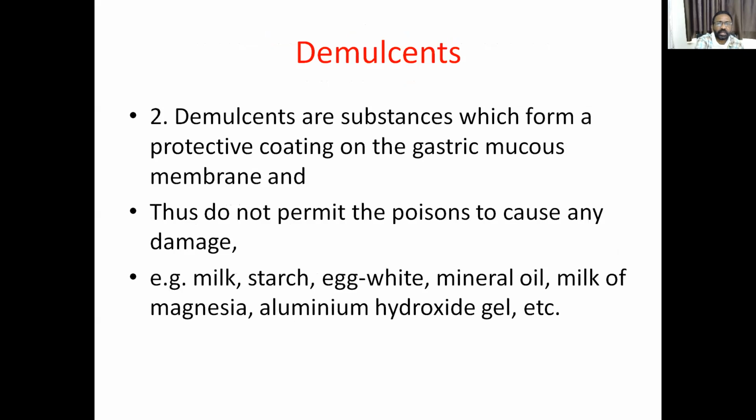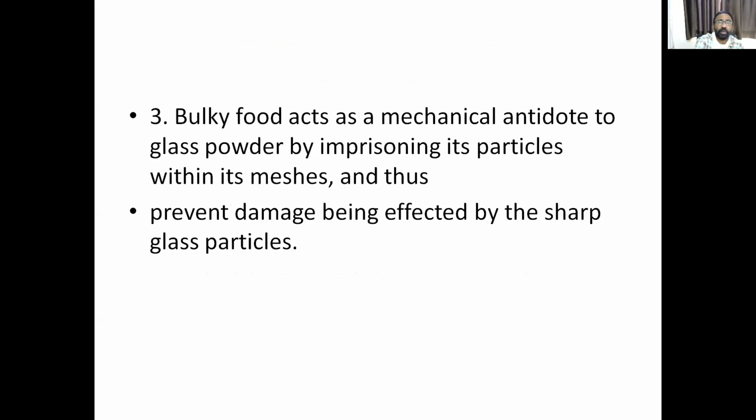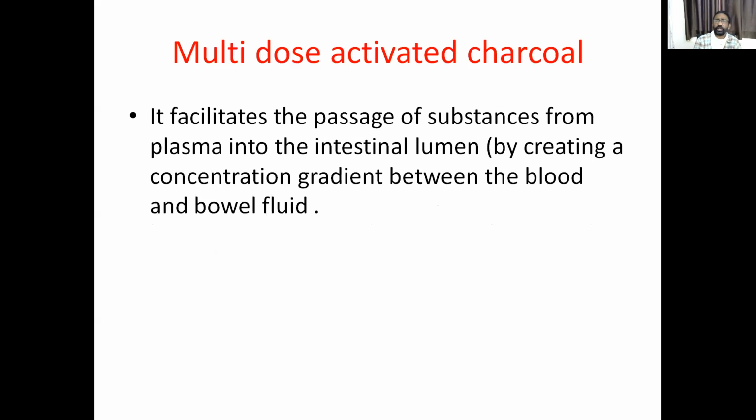Examples of the demulcents are milk, starch, egg white, mineral oil, milk of magnesia, aluminum hydroxide. These are all the demulcents which form a protective coat surrounding the mucosa of the stomach. And bulky food also acts as a mechanical antidote, and this bulky food helps to reduce the absorption of the poisonous substance from the mucosa of the stomach. And multi-dose activated charcoal, that means activated charcoal can be given in repeated doses. This is called multi-dose activated charcoal.